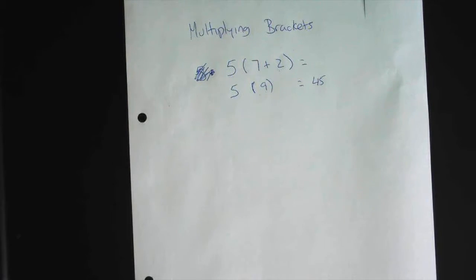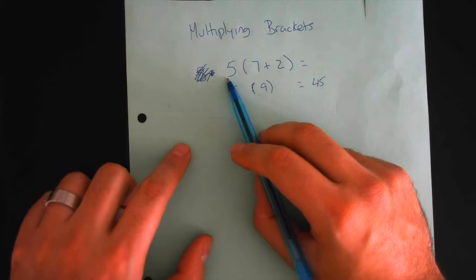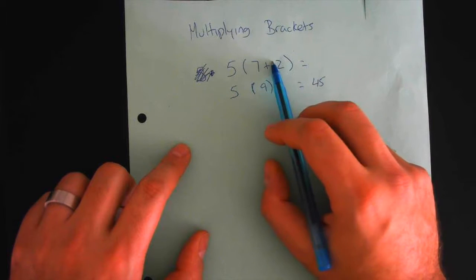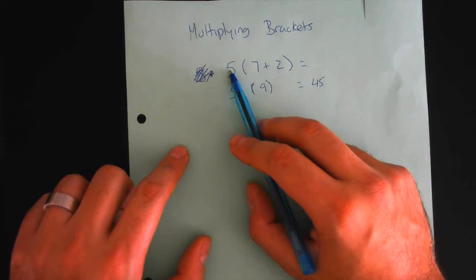Okay? It's a little different. You're going to find it pointless at first, but I'm going to throw in some variables after, and then things will get a little tricky. When you are multiplying a bracket, both numbers in here are going to get multiplied by the number on the outside.